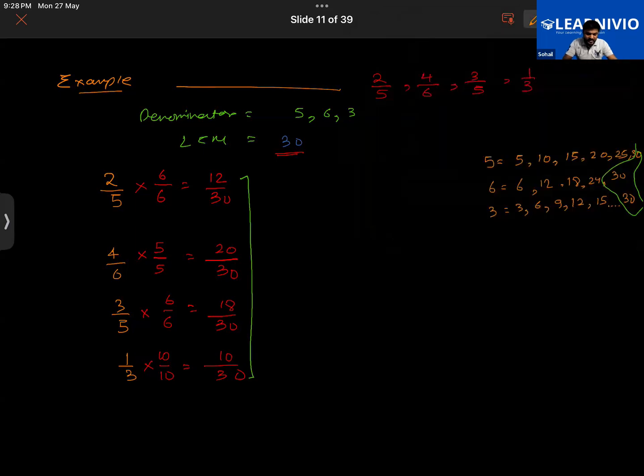Now finally we can arrange them in ascending order. Just look at the numerators. Which one has the smallest numerator? 10 upon 30. So write this one first. Next, 12 upon 30. Next, 18 upon 30. And then 20 upon 30. So now we have arranged them in ascending order. That's how it is done. Getting it now? Okay, so I hope you have got it.